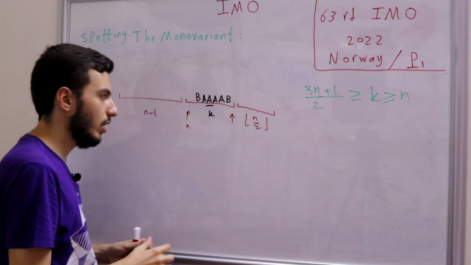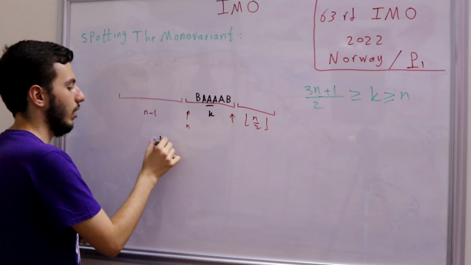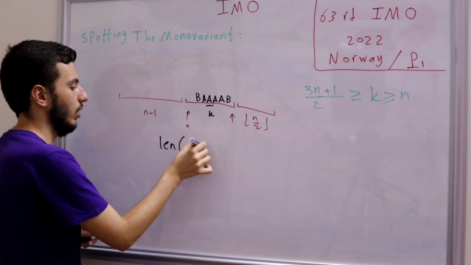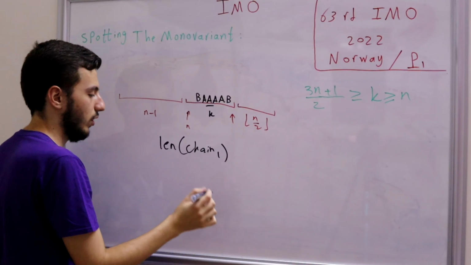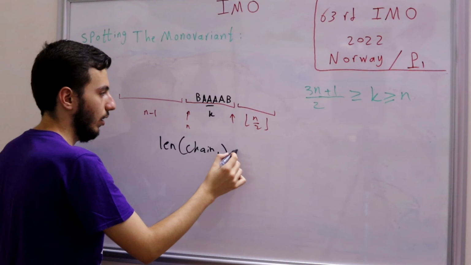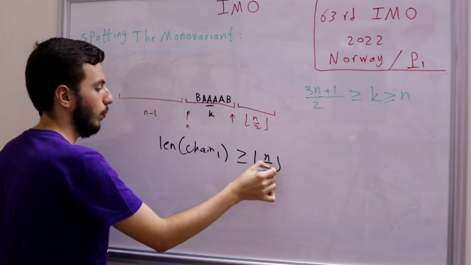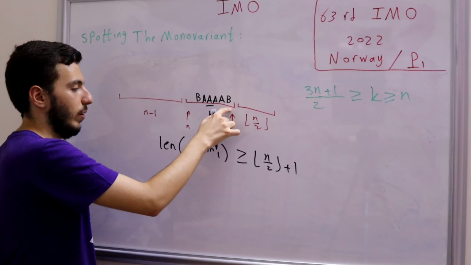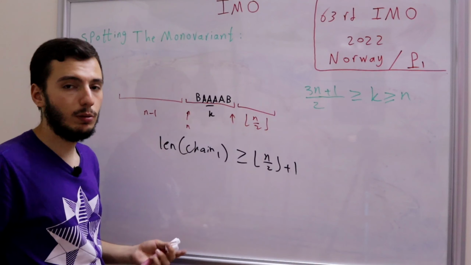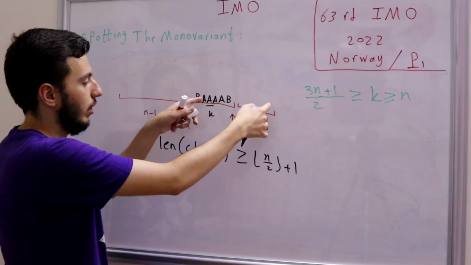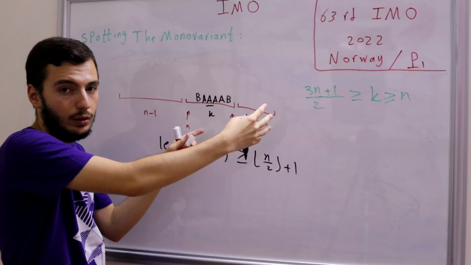So that means that the length of this chain, let's say the length of this chain is, it must be greater than or equal to floor of n over 2 plus 1, right? Because we must have an A, for example, here, and here all of these are A's. Okay, no problem. Let's apply the process. These A's will be moved to the left and will be replaced with another, right?